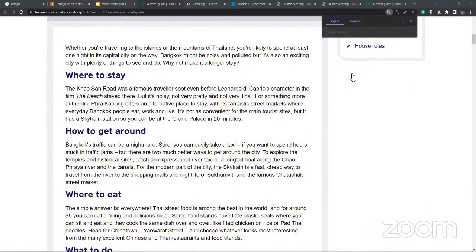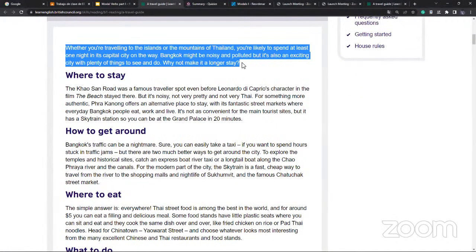Okay, let's start. Gabriel, you can read please the first paragraph. Whether you're traveling to the islands or the mountains of Thailand, you're likely to spend at least one night in its capital city on the way. Bangkok might be noisy and touristy, but it's also an exciting city with plenty of things to see and do. Why not make it a longer stay?